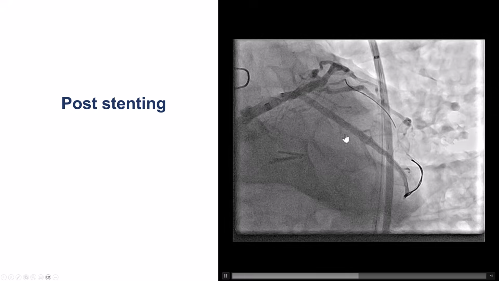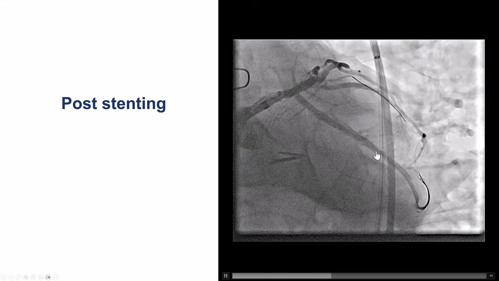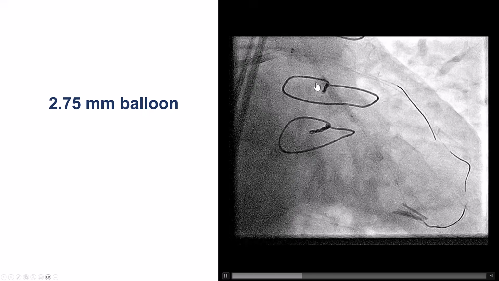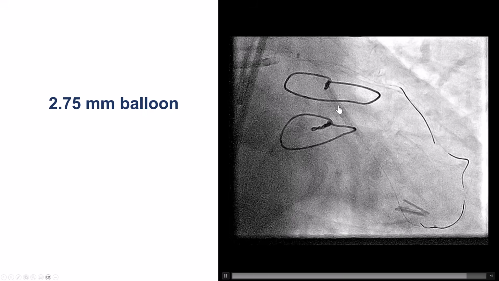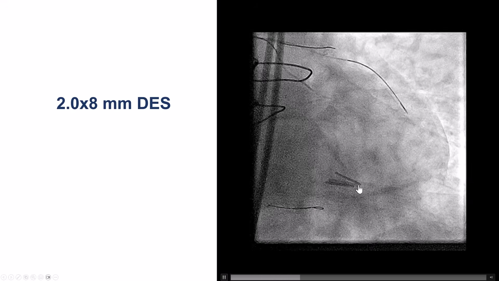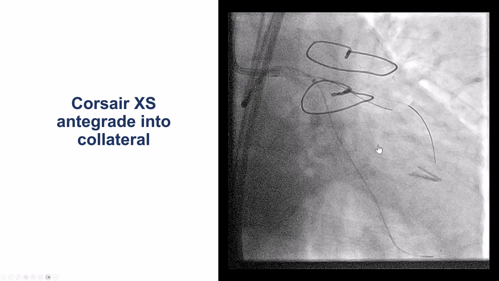We do have good flow. We do not see any contrast extravasation. At the distal edge, there's a big step down that was a little concerning. We did essentially proximal optimization because of the size mismatch of the vessel with the 2.75 balloon, and placed a small 2.0 by 8 millimeter stent more distally.